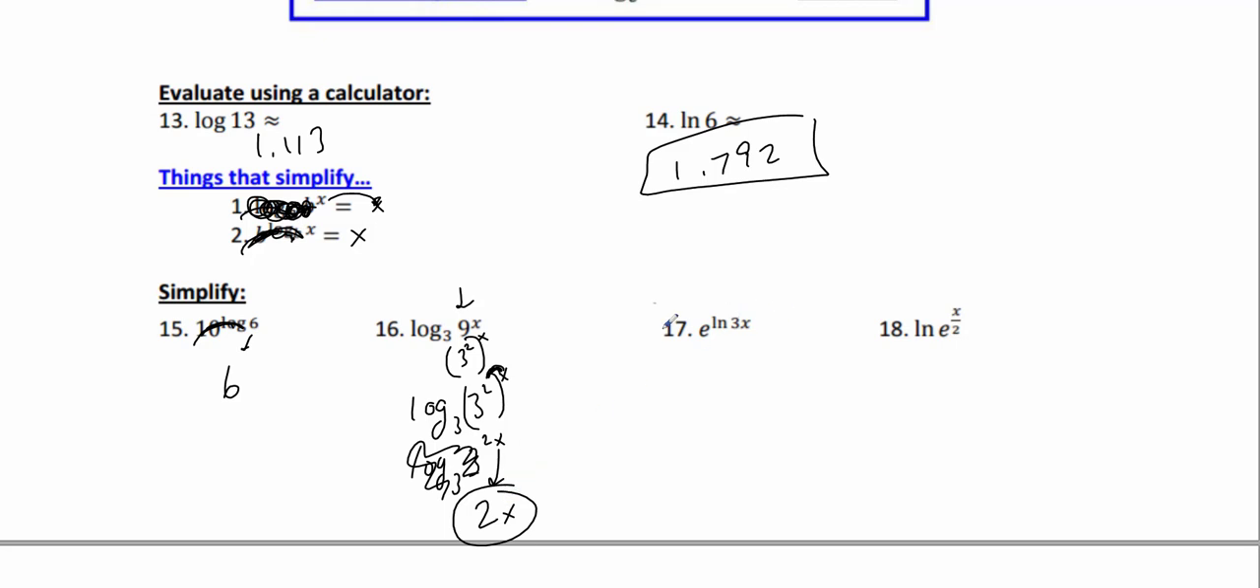All right, I want you to try 17 and 18. In 17, what is our base on the ln function? Well, the base is e, right? So it's e to the ln of 3x. So what happens? Those just cancel, and then the 3x just drops down. It's just 3x. This one here, ln base e of e to the x to the half, right? Or x over 2. So the ln of e, base e, and all that stuff cancel, and then the x over 2 just drops down, and that is your answer.